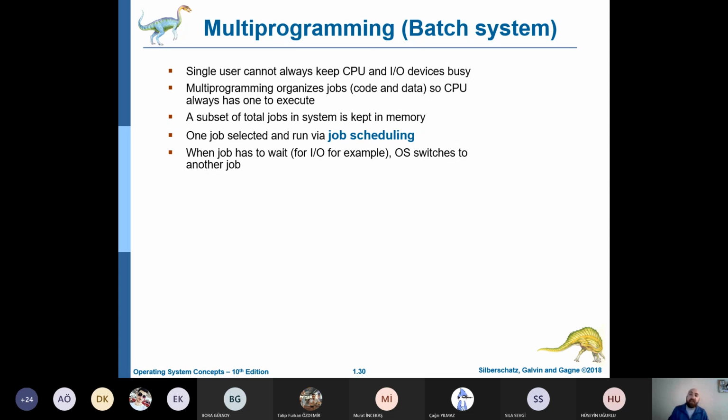Eventually, the process may have to wait for some task, such as an IO operation, to complete. When that process needs to wait, the CPU switches to another process and starts to execute that process, and so on. Eventually, the first process finishes waiting and gets the CPU back. As long as at least one process needs to execute, the CPU is never idle. It continues with a cycle to schedule jobs and execute processes.